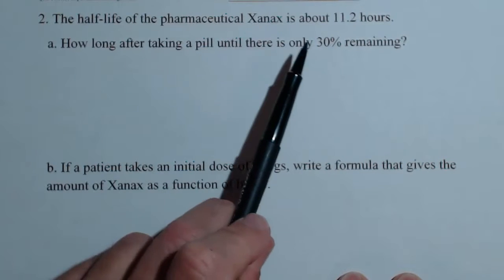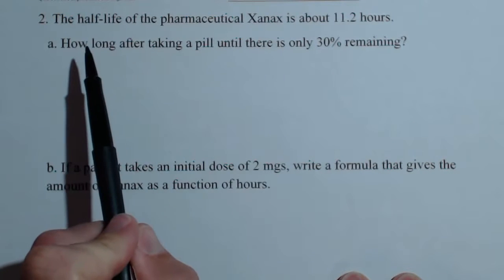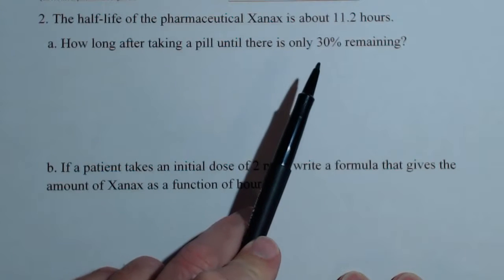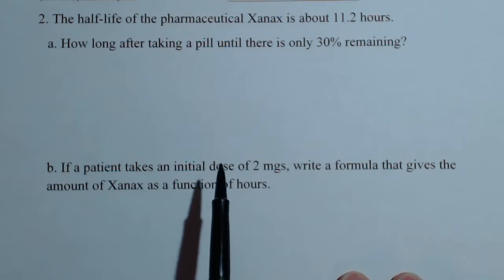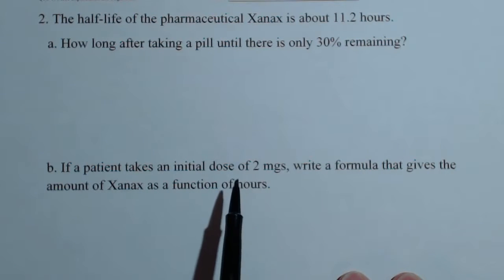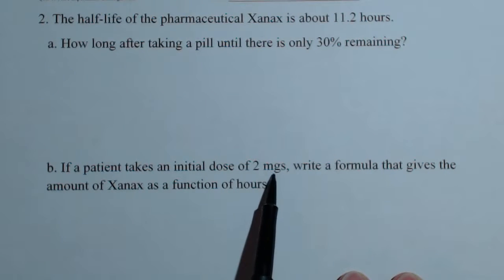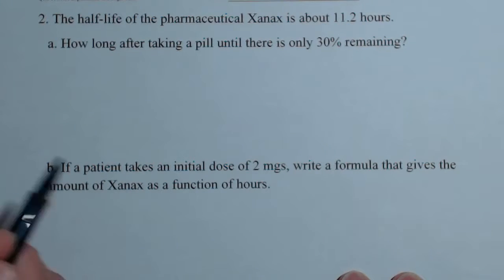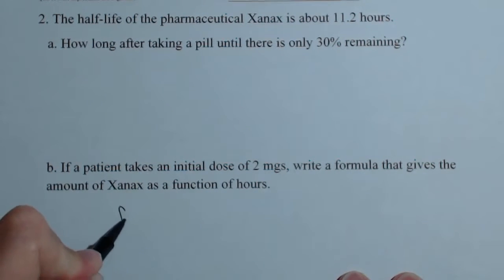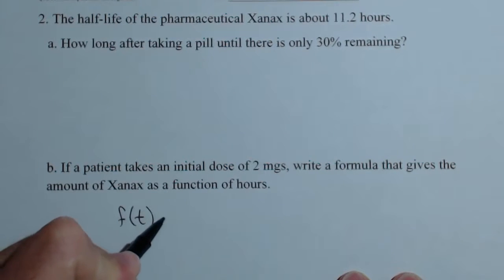The half-life of Xanax is about 11.2 hours. So how long after taking the pill is there only 30% remaining? And if you want, you could actually go to part B first. If there's an initial dose of 2 milligrams, write a formula that gives the amount of Xanax as a function of hours. So let's start with B.